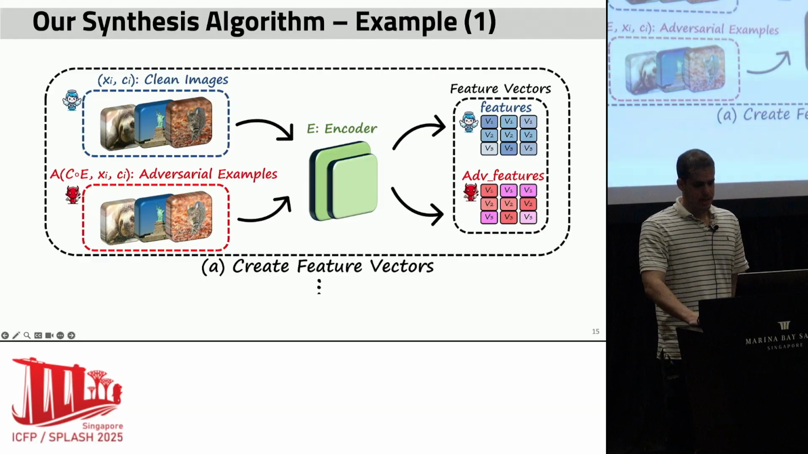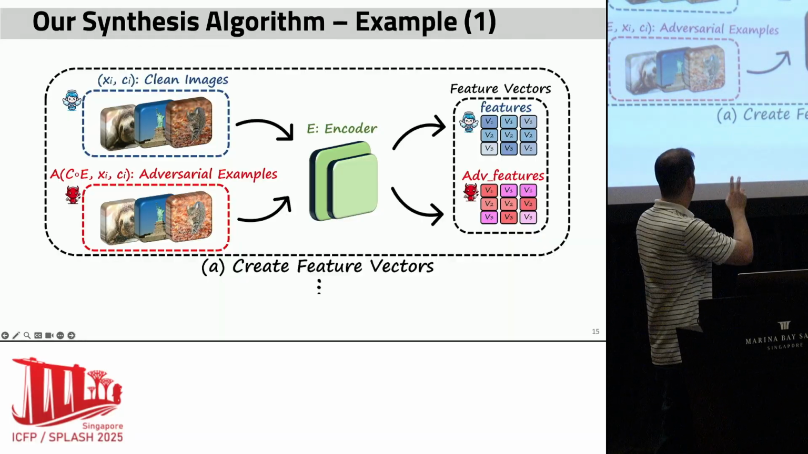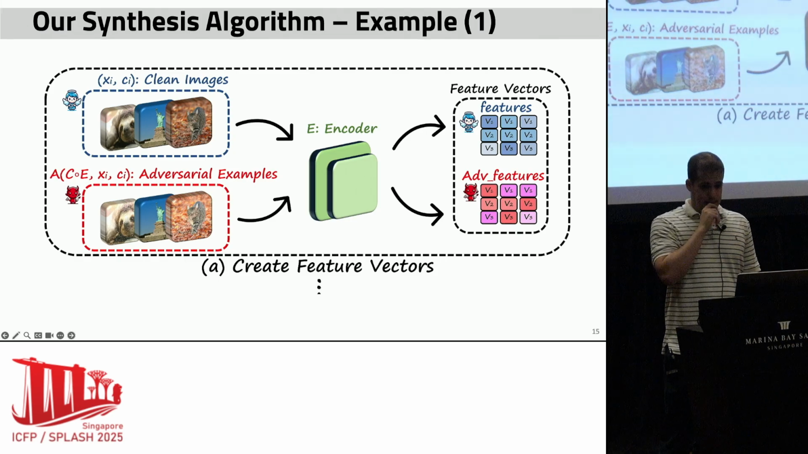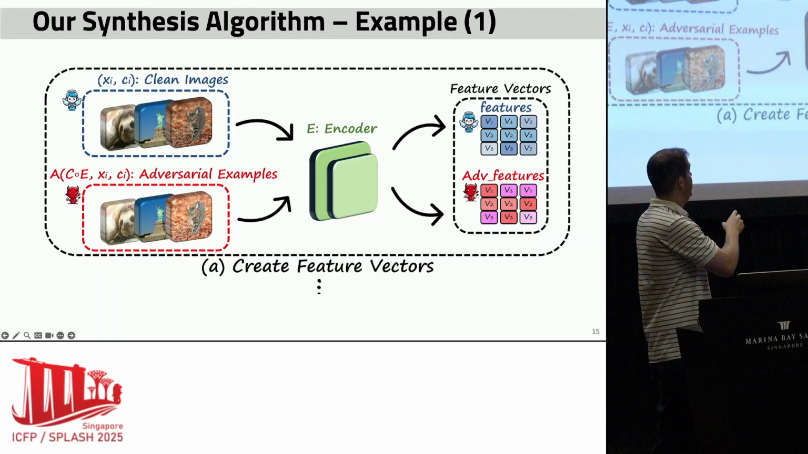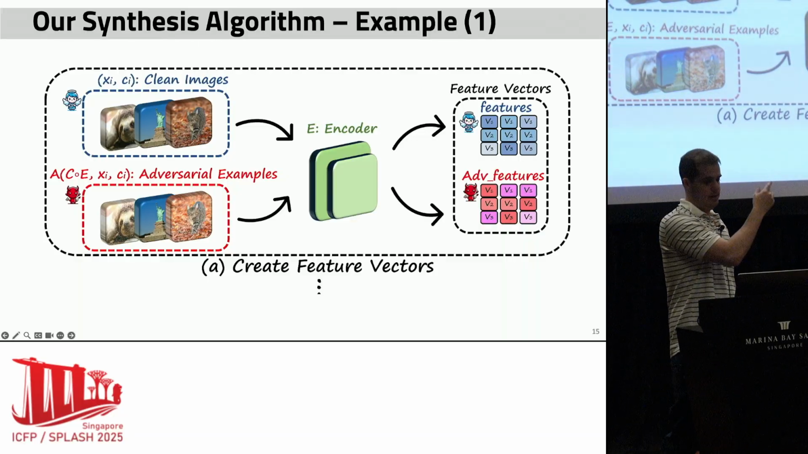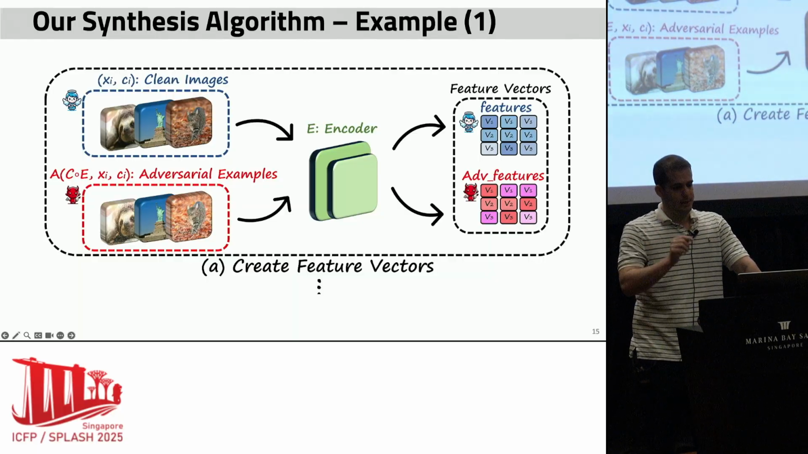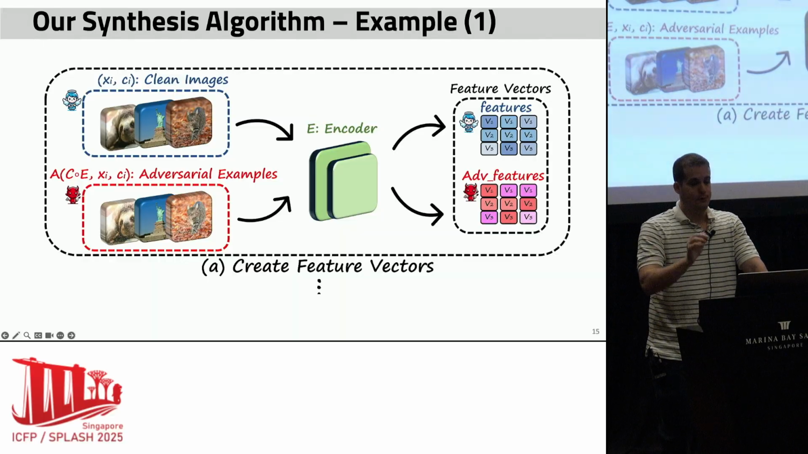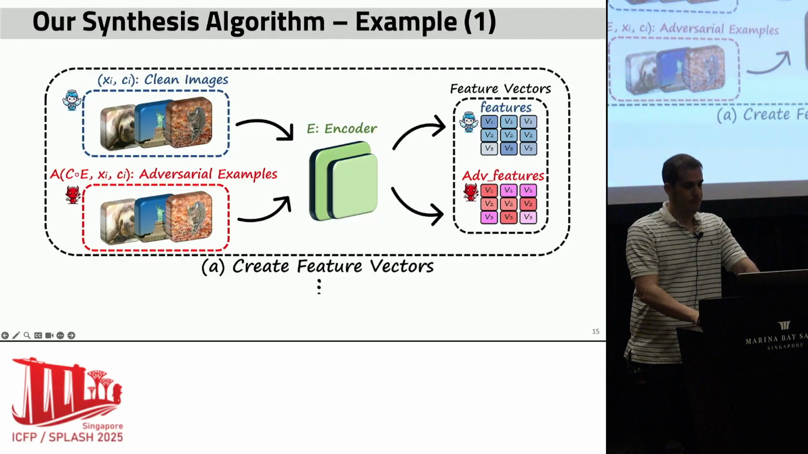Let's see a simple example of our synthesis. We start with a dataset of clean images and their adversarial counterparts. We send them both through the encoder and extract the feature vectors for each image with its perturbation. And then we explore programs of increasing length, in this example up to a length of 3 instructions. And for each length, we run about 1 million sampling iterations.